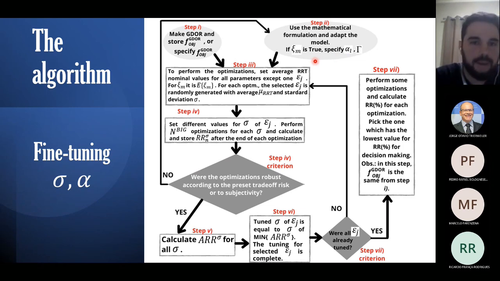So you are going to perform n-big optimizations based on your RRT data for each normal uncertainty, okay? And you are going to fix all other values, and you're going to fine-tune each uncertainty one at a time, okay? You're not going to do it just at once, okay? You are going to optimize once per instance. So it's basically what it does here.